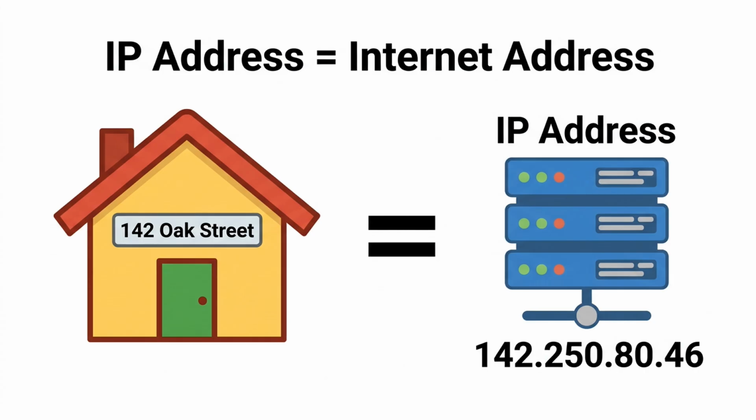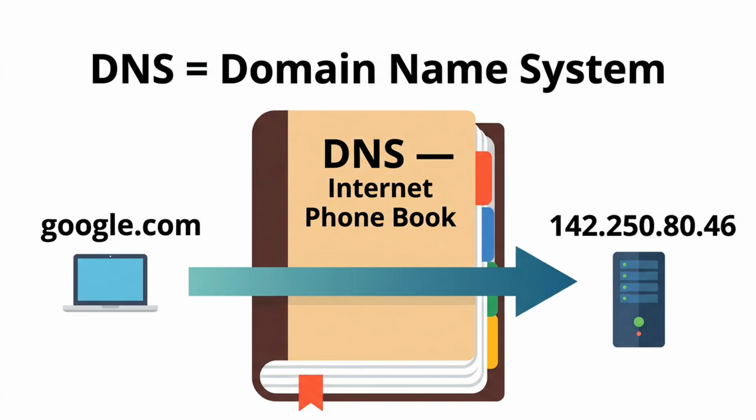Now, remembering numbers like that is pretty hard for humans, right? That's exactly the problem DNS was made to solve. DNS stands for Domain Name System, and the best way to think about it is like a phone book, but for the internet. Instead of looking up someone's name to find their phone number, DNS looks up a website name, like youtube.com, to find its IP address. So when you type a website name, DNS translates it into the actual IP address your computer needs to connect.